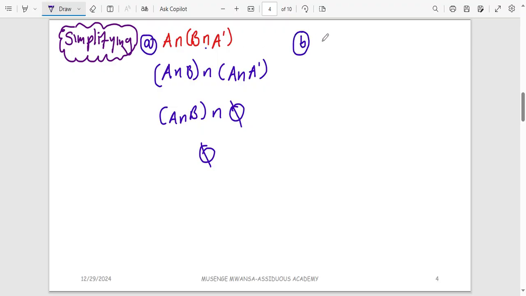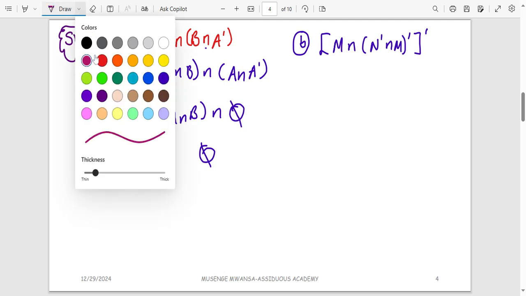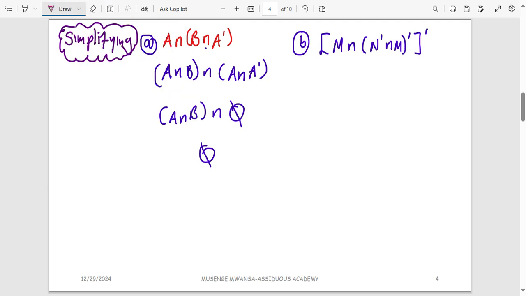Let's say again we are told to simplify. Let's say you are given M intersection N complement, intersection M, the complement here, and then there's another complement outside. Remember, simplifying means you don't want to see the same letter two times. It should only appear once. So what are we going to do in that case? We distribute this complement to what is inside the brackets. Here I'm going to take this as one term and this one as another term.